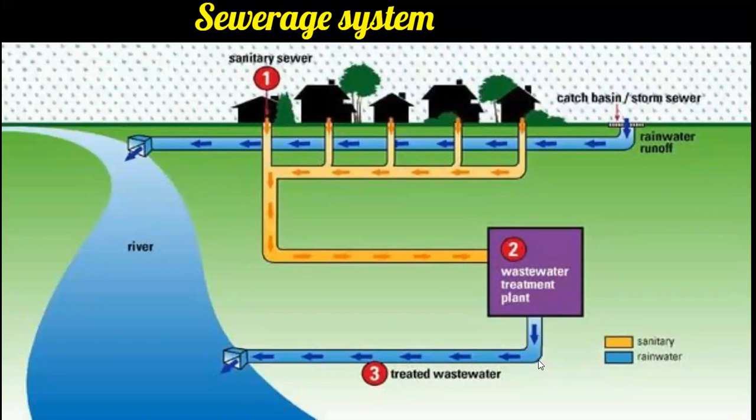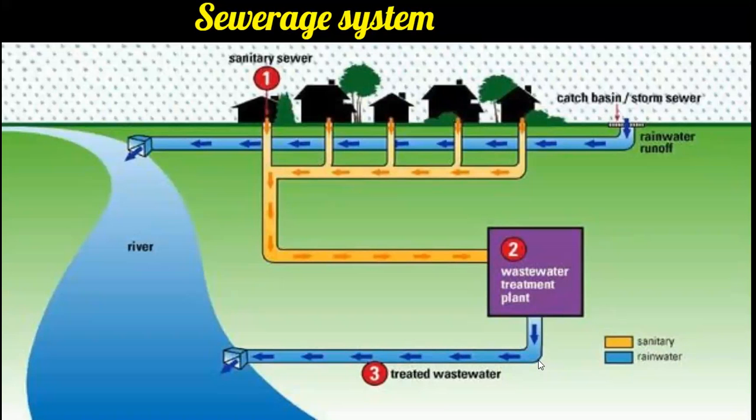Sewerage system. The sewerage system starts with sewer, which takes sewage from house to main sewer. This main sewer carries the sewage till the wastewater treatment plant, and the treated water coming out from the wastewater treatment plant is let into the river.